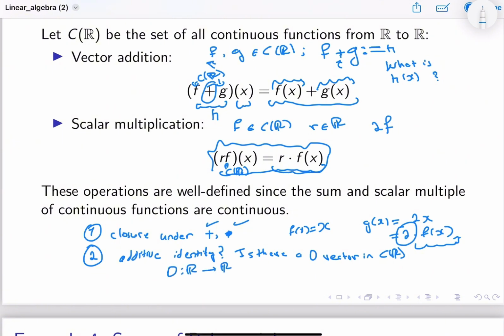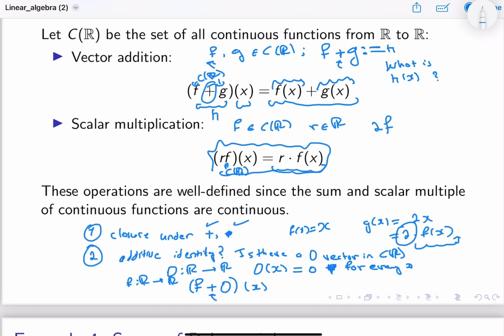We're defining it as 0, let's say. So the zero function at x, we define this to be zero for every x. Then if you take any other function, for example f from R to R, what is f plus 0 at x? Remember, this addition is an addition between two vectors. So we don't know yet that f plus 0 is f. We're trying to prove that.